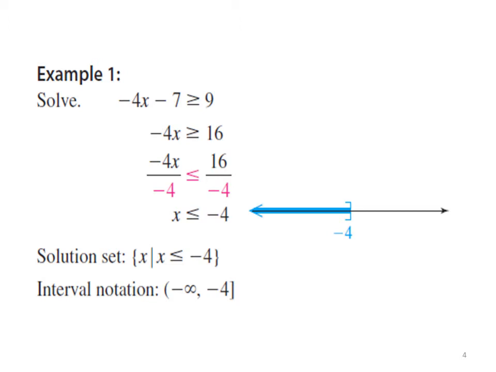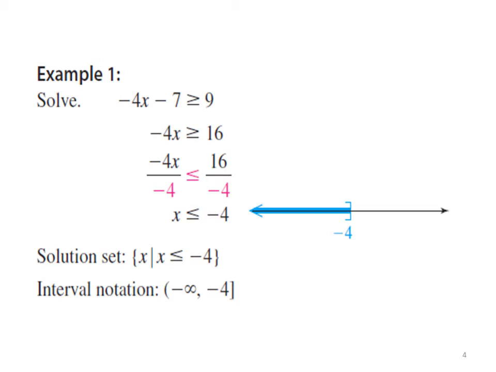Now divide both sides by minus 4. And remember, when you divide by a negative number, you change the direction of the inequality. So we have minus 4x divided by minus 4 is less than or equal to 16 divided by minus 4. The left-hand side now becomes just x, so we have x is less than or equal to minus 4. This is our solution set. All x such that x is less than or equal to minus 4 is a solution for the original inequality.